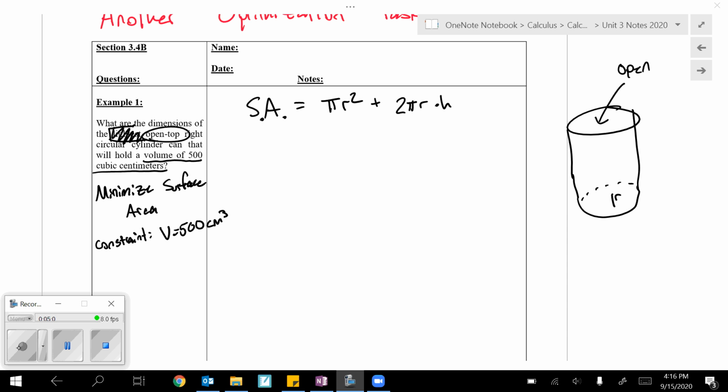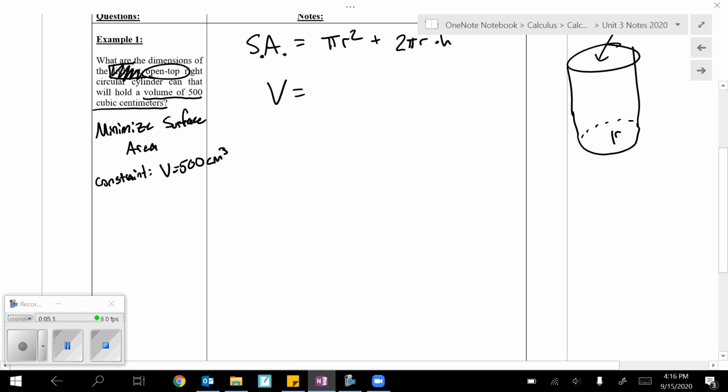So let's see. I know my volume is 500 centimeters cubed. What would the formula be for the volume of any cylinder? Well, the good news is we can also figure this one out on the fly, even if we didn't memorize it in geometry. So let's go back to how you find the volume of a cube. It would be base times length times height, right? So there's our length, and then there would be height.